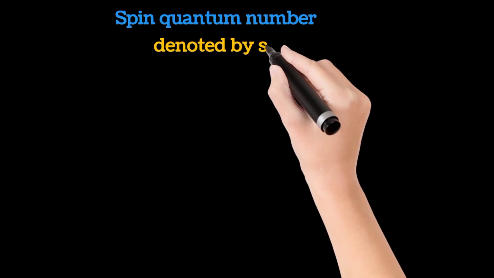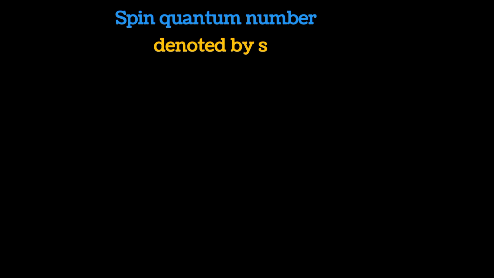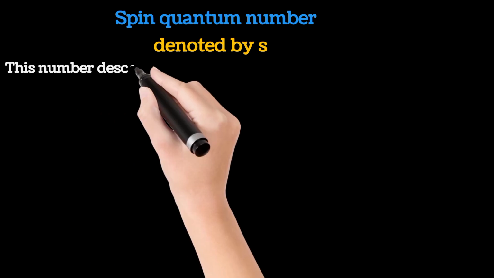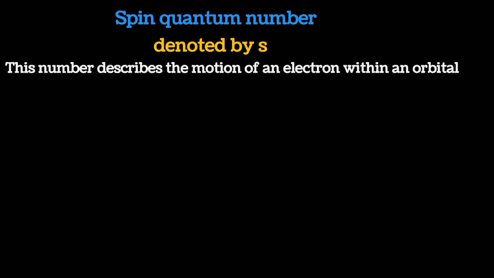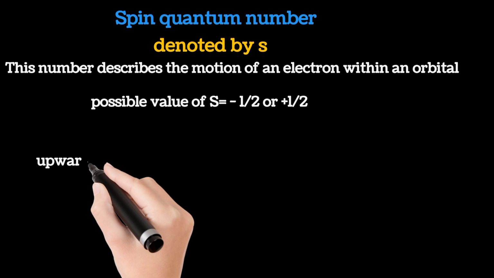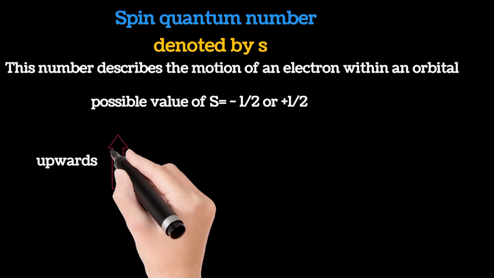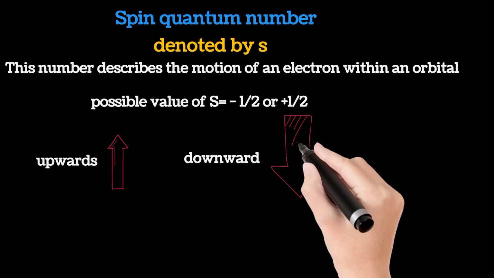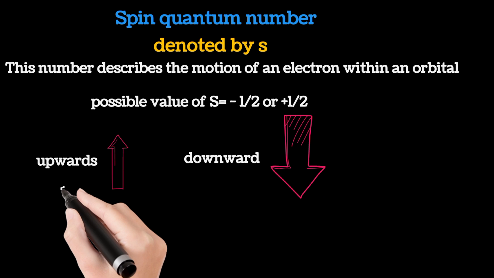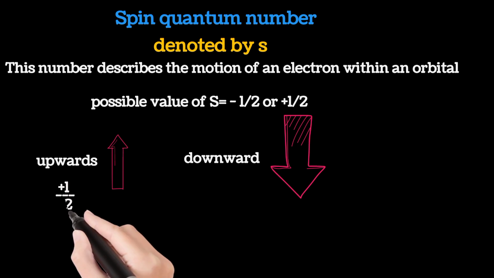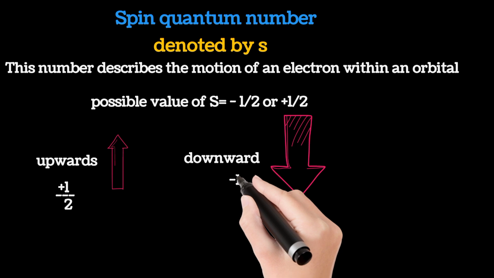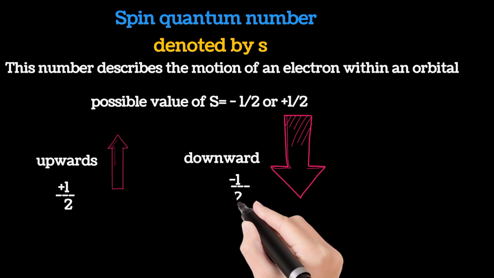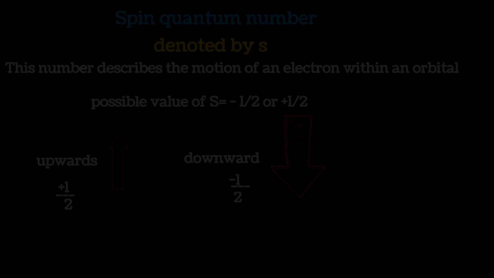Now let's look at the spin quantum number, denoted by s. The spin quantum number describes the motion of an electron within an orbital. Now the possible value of the spin quantum number s is either -half or +half. So when an electron shows an upward movement, it is given a value of +half. And when it shows a downward movement, it is given a value of -half.